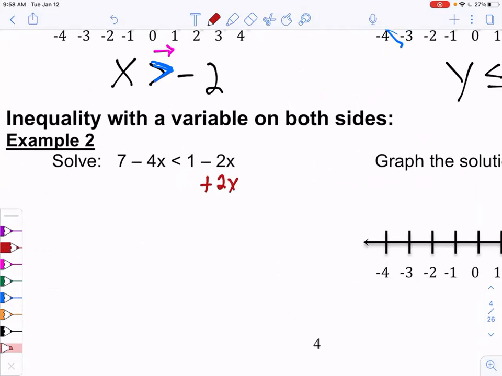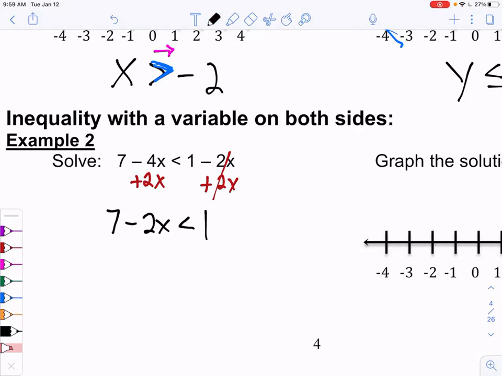And I'm going to try and keep that consistent because you want to say x is less than, x is greater than. You want the x on the left side. Just like when we were solving an equation, we always try to say x equals. So we're going to try and keep the x always on the left. It makes it way easier reading it. So we get 7 minus 2x is less than 1.